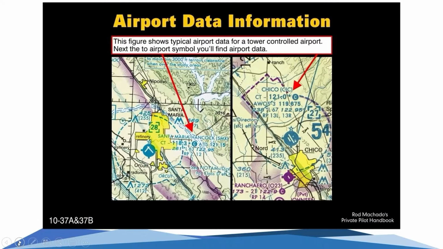Next to every single airport, you're going to find an airport data information strip. Very simply, it will give you the name of the airport and some basic information. So I'll look at the one on the right for Chico. This is the Chico airport. There's the airport code, Charlie, India, Charlie.